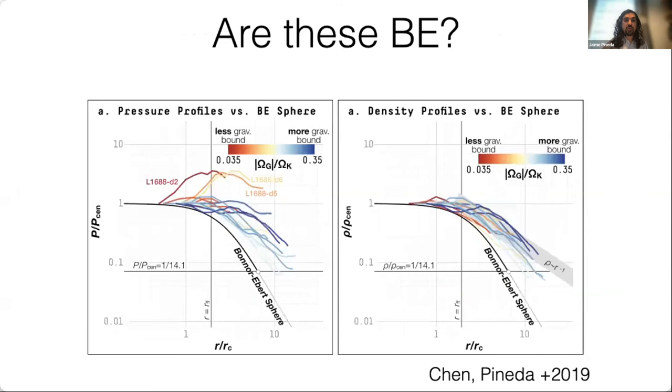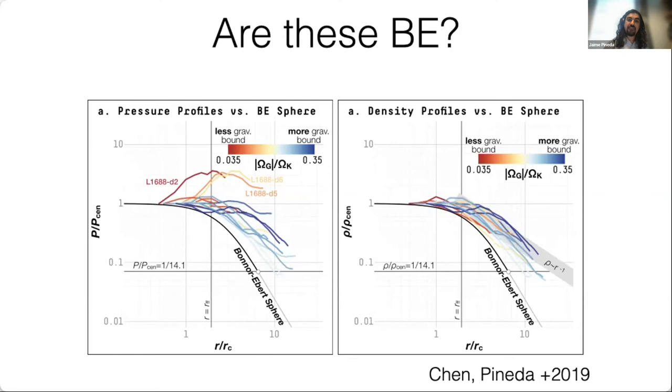And in that case, when you look at those objects and those profiles, you try to see how they compare to pressure-bound objects like Bonnor-Ebert spheres. So the Bonnor-Ebert sphere is going to be the black curve, and all the candidates of all the objects that Hope found are shown in these little curves. And you can see that most of them depart very quickly from the Bonnor-Ebert sphere, and they're very flat, meaning that the cores are not in pressure equilibrium. They're not just pressure confined. In addition, they have a very different density and pressure profile.